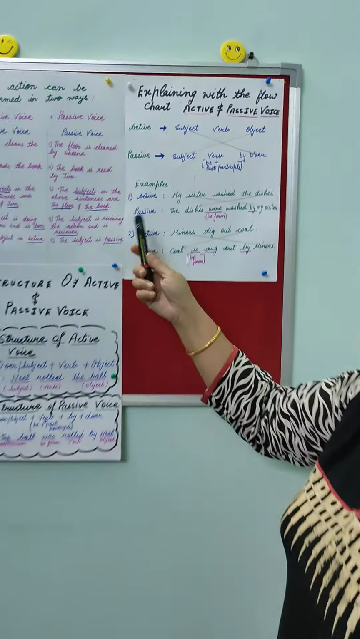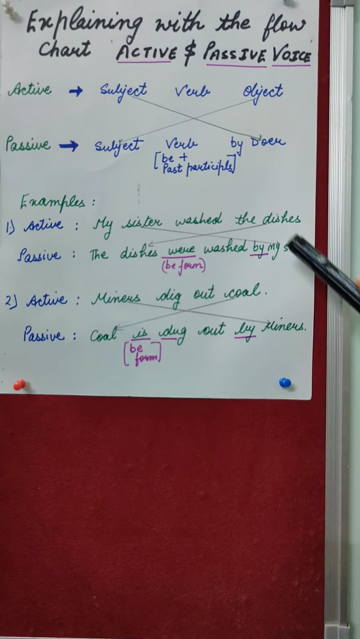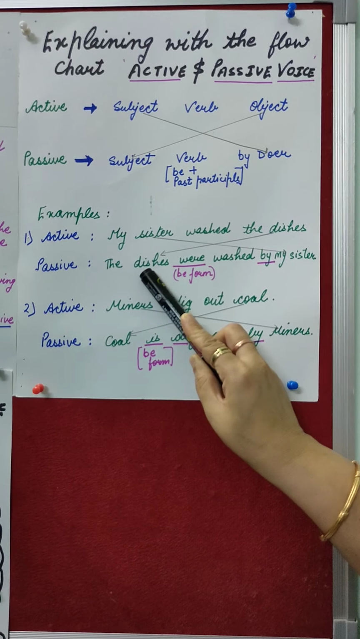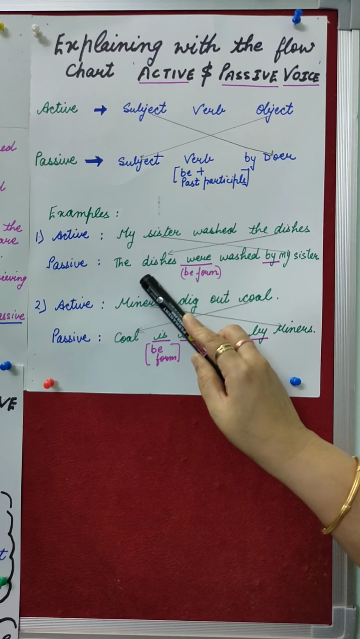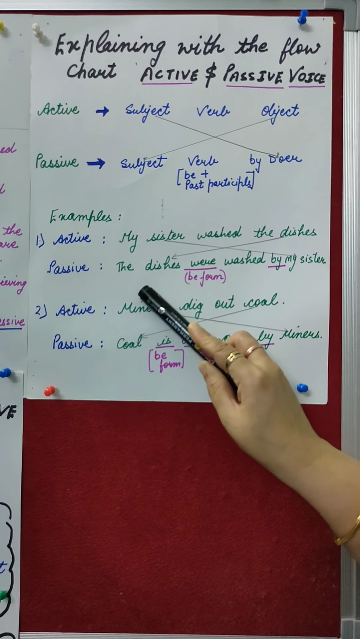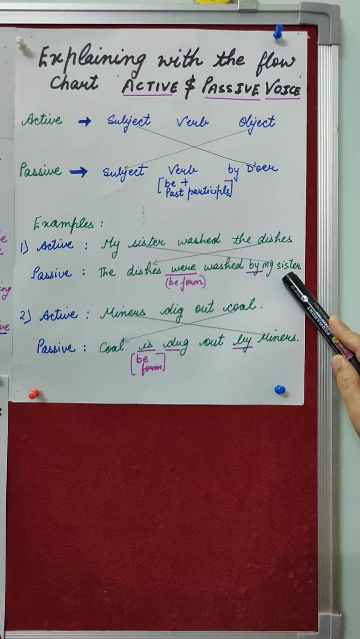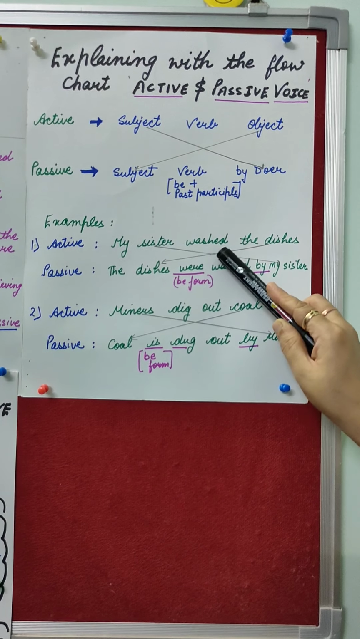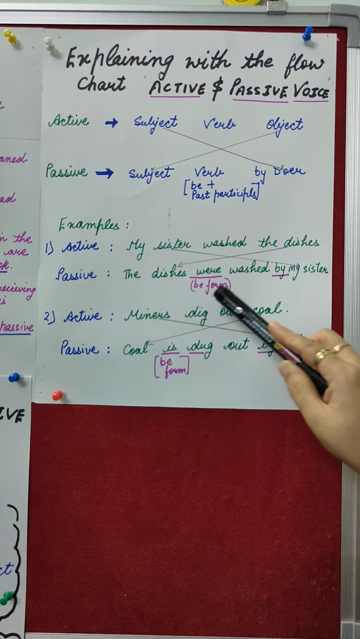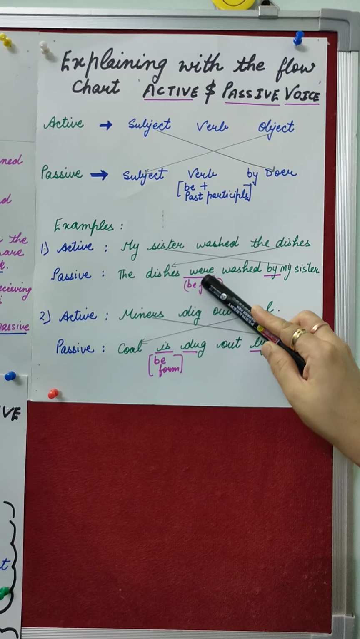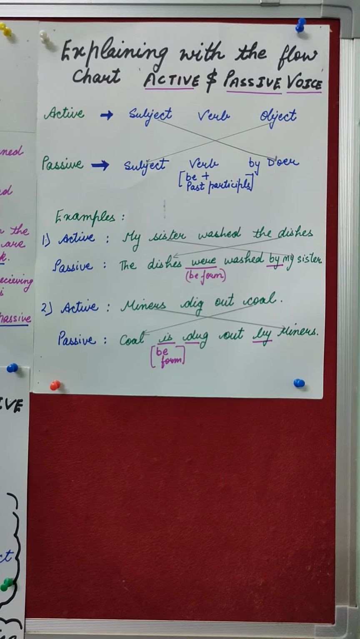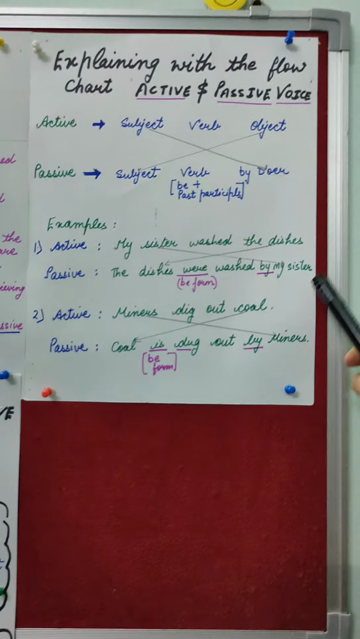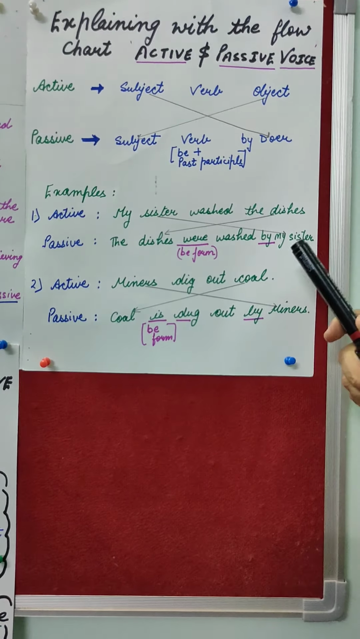Now, when it comes to passive, what happens? Now the dishes, which was the object, becomes the subject. So dishes comes here in the passive voice. It has started receiving the action. My sister comes here as an object and it is preceded by "by", and washed becomes washed here, which is added with the be form were, because dishes is in plural. So we say, the dishes were washed by my sister. Remember always to put "by" here.